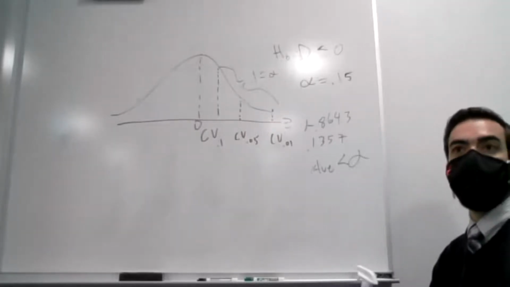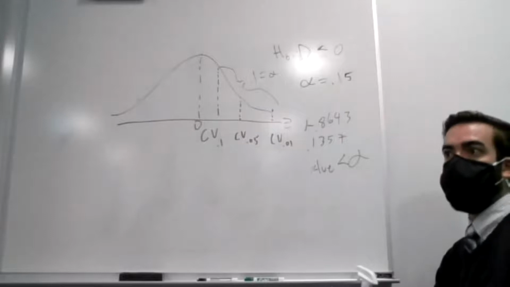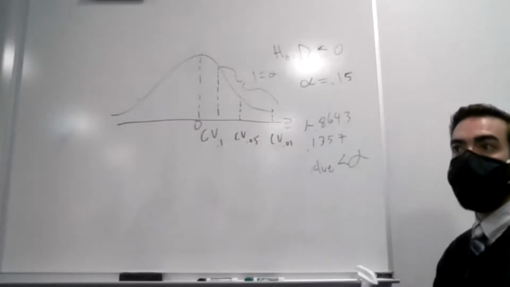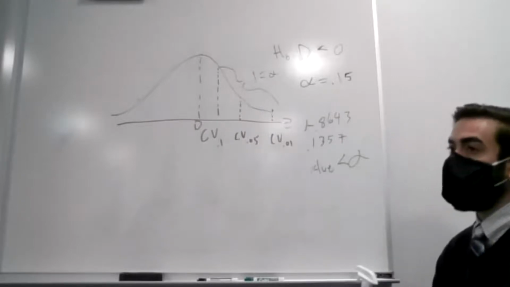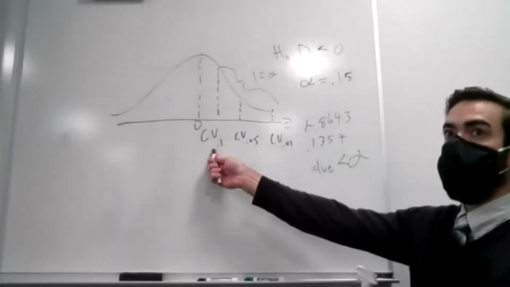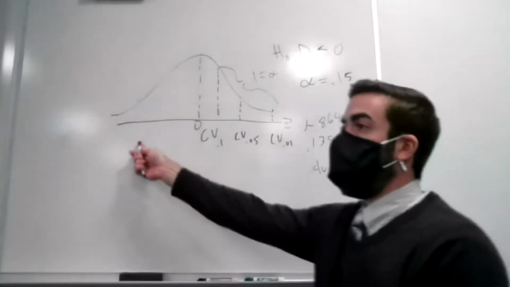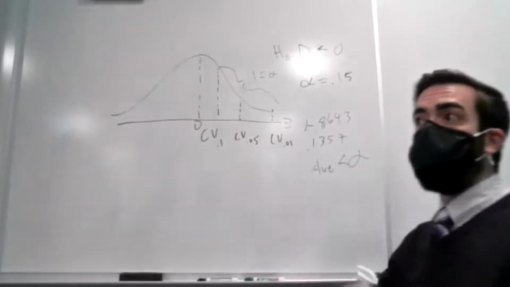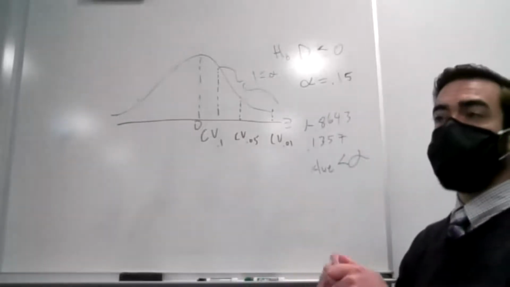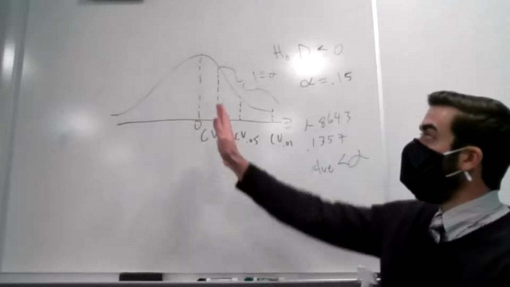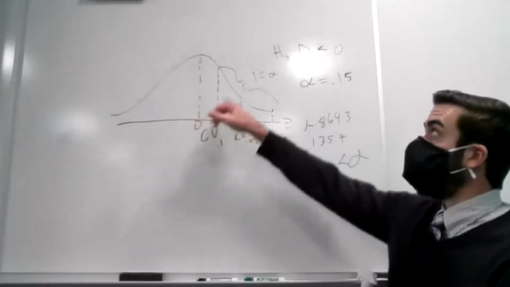Remember, the table is looking at the area in the left tail. So if I look up 0.1, I'm going to find this exact same value, but negative. So I can look up alpha and just remember it's a right-tailed test. They have to be positive values. Or I could look up the area to the left of this value, which wouldn't be 0.1.